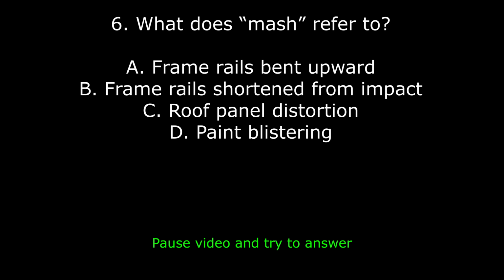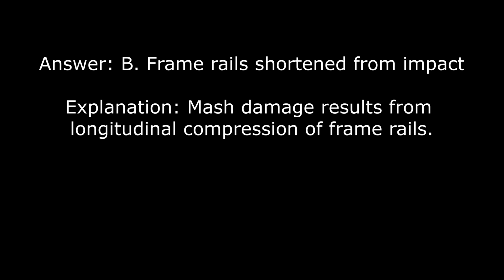6. What does MASH refer to? A. Frame rails bent upward. B. Frame rails shortened from impact. C. Roof panel distortion. D. Paint blistering. Answer: B. Frame rails shortened from impact. Explanation: MASH damage results from longitudinal compression of frame rails.